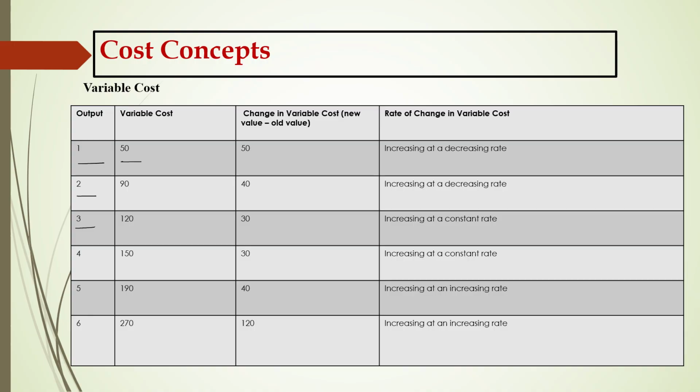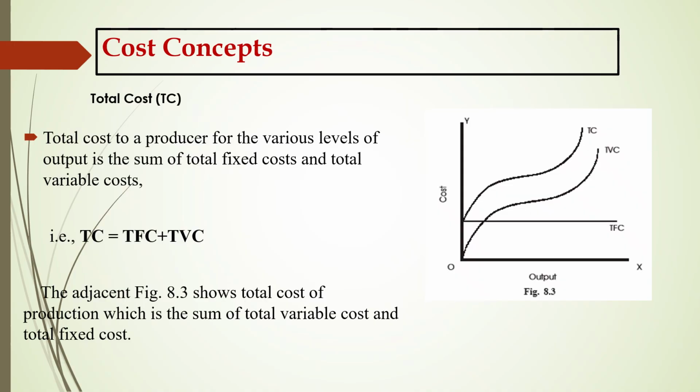When we make 3 products, variable cost is 120. We make 4 products, variable cost is 150. 5 products, 190, and 6 products, 270. So you can see the variable cost increases with the increase in output. That is why it is called variable. Variable means it will change with the change in output.